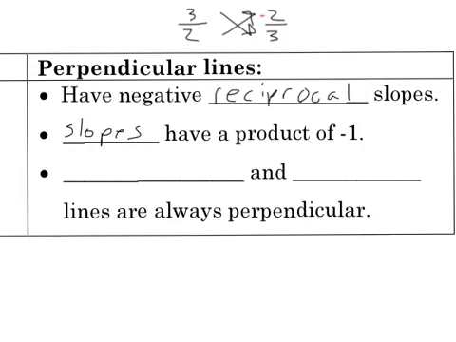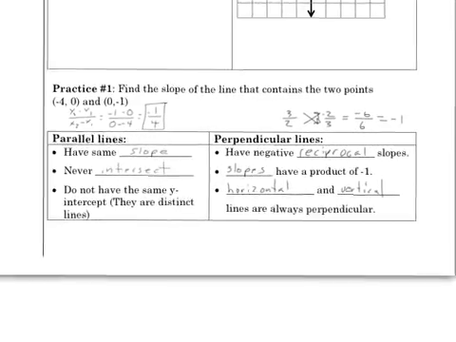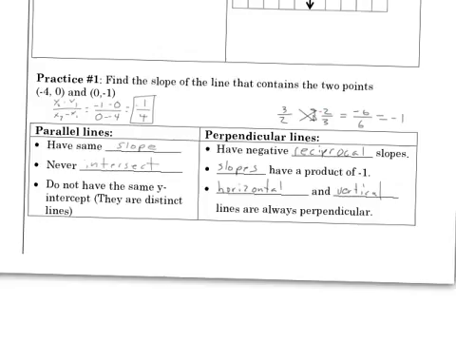Check it out. 3 times negative 2 is negative 6, and 2 times 3 is 6. Negative 6 divided by 6 is negative 1. So when you multiply them together, they should end up being negative 1. And something important to know is that horizontal and vertical lines are always perpendicular. Always. Okay, let's go to the next page.